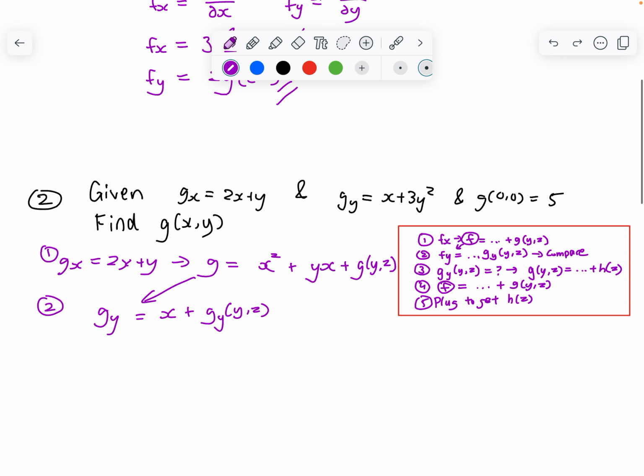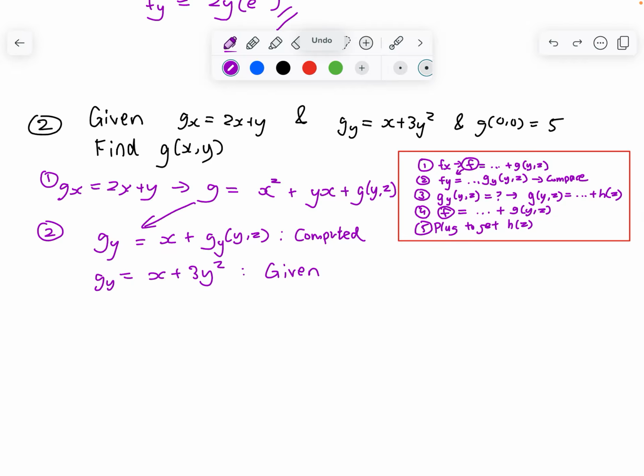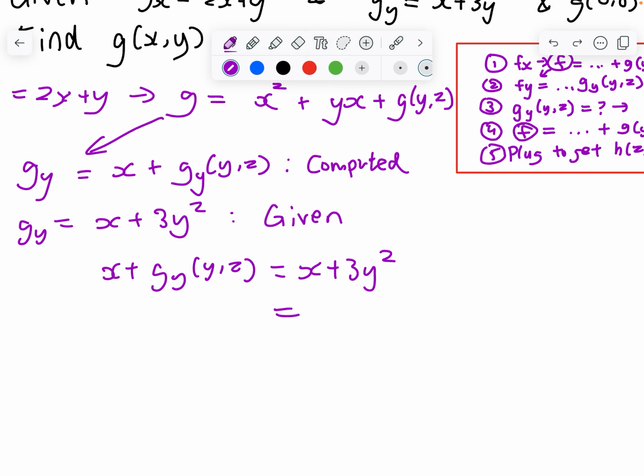And now what we want to do is compare with what we're given. So this is what we computed, and I'm going to copy down the question, and this is what we're given. So now we're going to compare these two. To compare, we do x plus gy of yz equals what we're given, x plus 3y squared. We're trying to isolate this, so basically move x to the other side. If we move x to the other side, they both cancel. So our answer is gy of yz equals 3y squared.